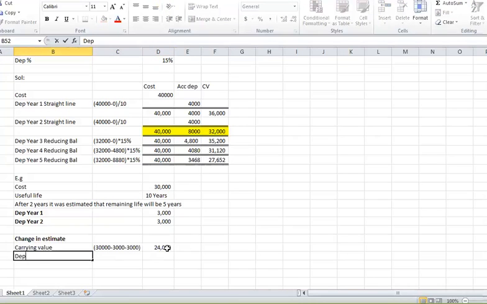Now we will charge depreciation for the year 3. We will charge depreciation for year number 3 as per revised method. So what are the revised values? Instead of cost, we will use carrying value, which is 24,000 pounds, minus scrap value, which is 0, divided by revised useful life. What is revised useful life? 5 years.